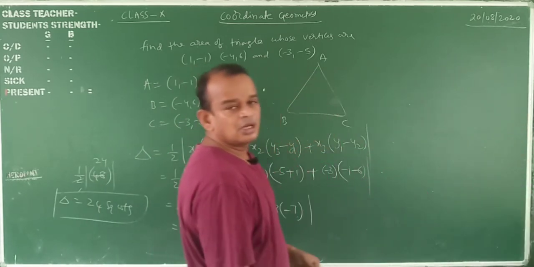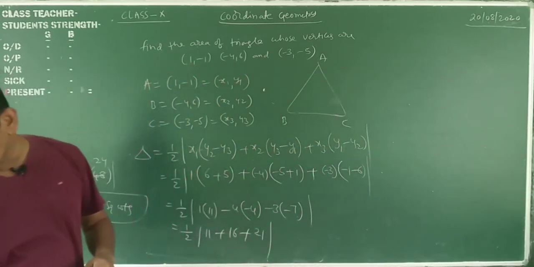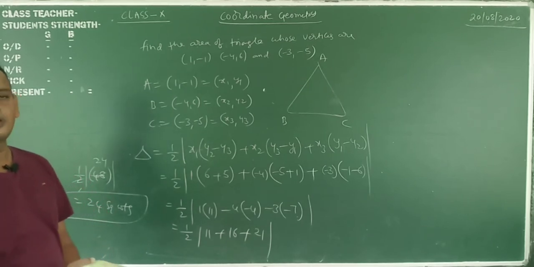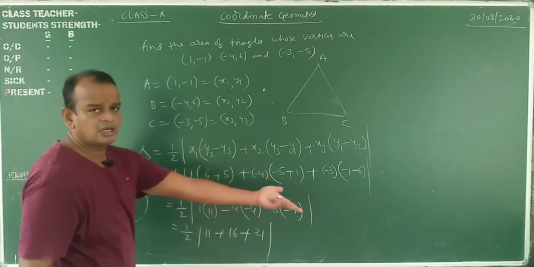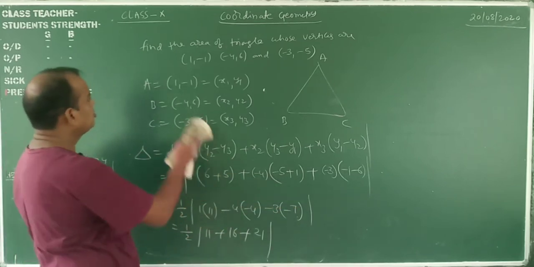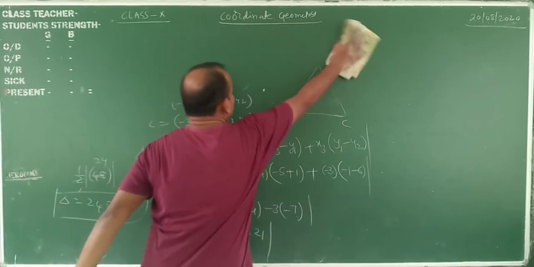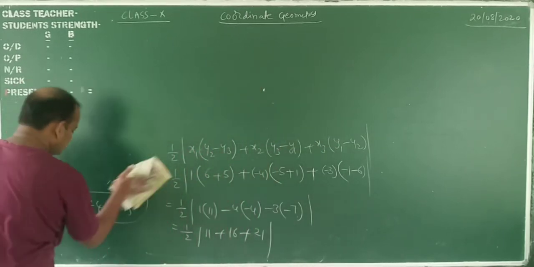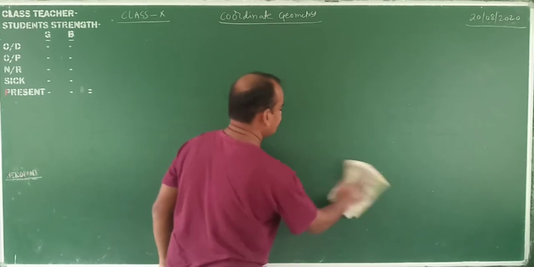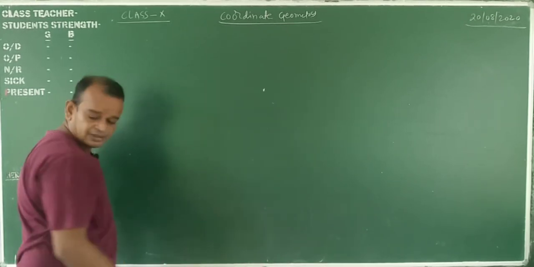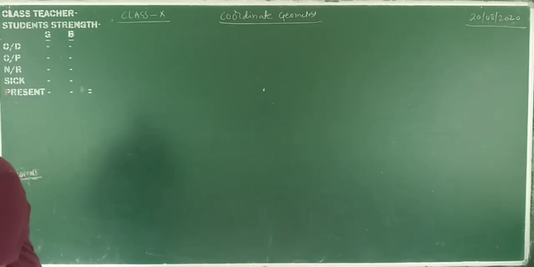Suppose it says show that the points are collinear, then find the value of k. Now for the value of k, whenever the points are collinear, 100% delta is equal to 0. Okay, we will do one more question. After that I will explain the point of trisection. What is the point of trisection? Okay, now find the value of k.